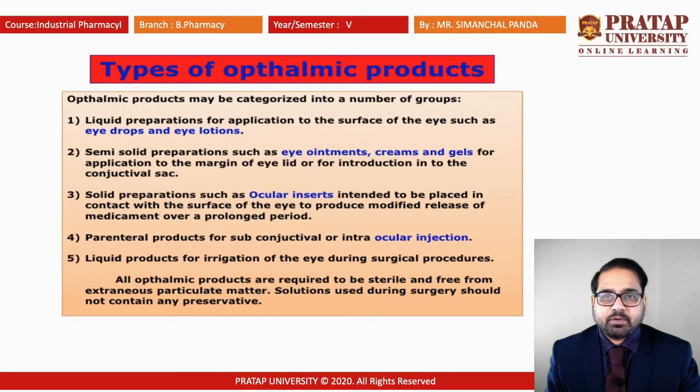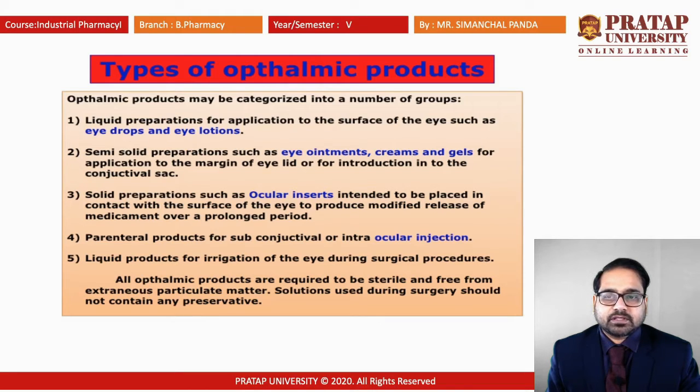So there are different types of ophthalmic products. Liquid preparations for application to the surface of the eye, such as eye drops and eye lotions. Semi-solid preparations are also used, as we have seen, the different products are used. Those must be sterile in nature, that may be eye ointment, cream, gels. Neosporin is an example of an eye ointment. Those have to be instilled on the margin of the eyelid for different disorders like those of the conjunctival sac.